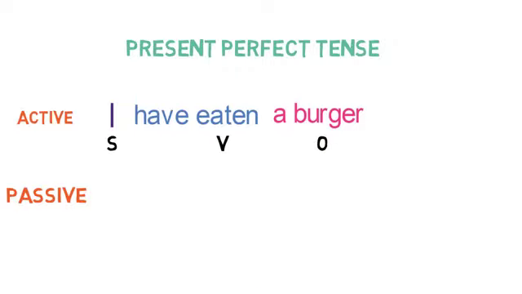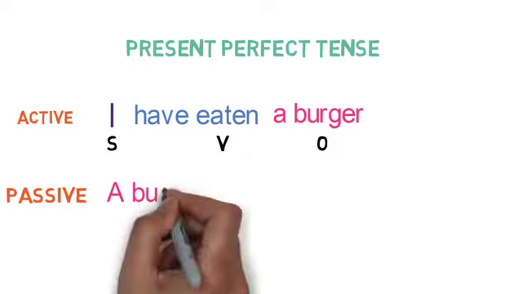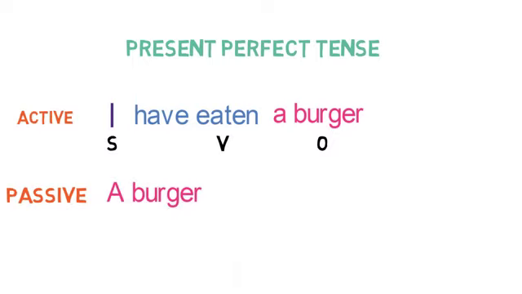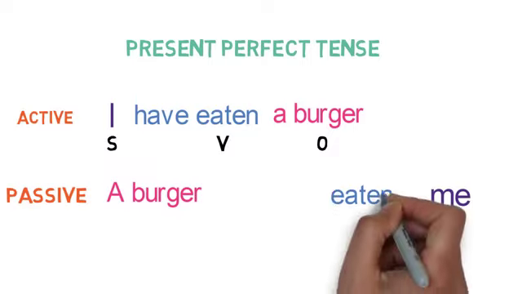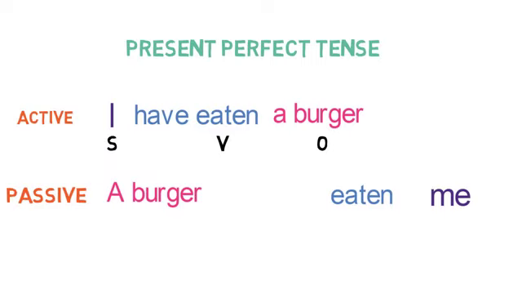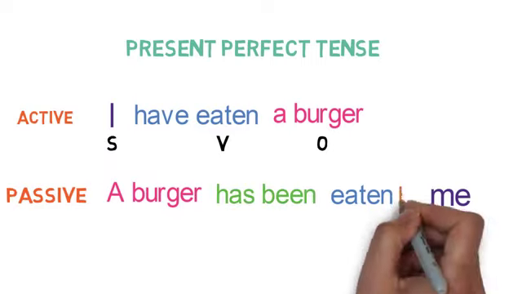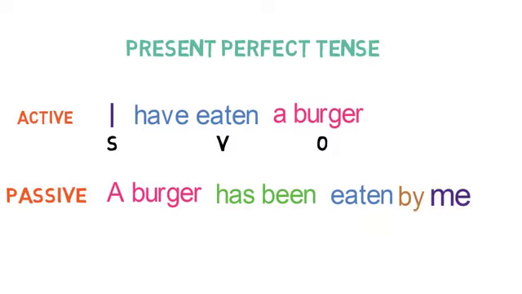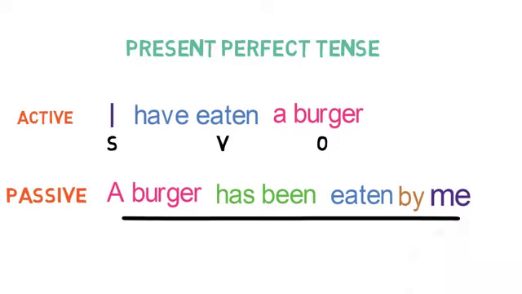Now let's swap the position of object and subject. Here it will be a burger and at this position it will be me. Now converting the main verb to third form, it will be eaten. Next, adding a suitable helping verb, it will be has been. And lastly, we need to add by here to make the sentence complete. So the whole sentence is a burger has been eaten by me.